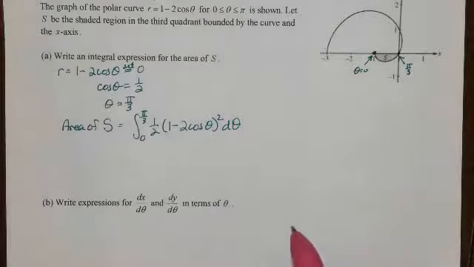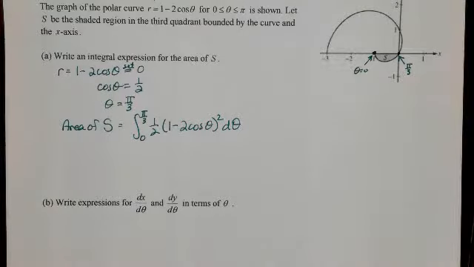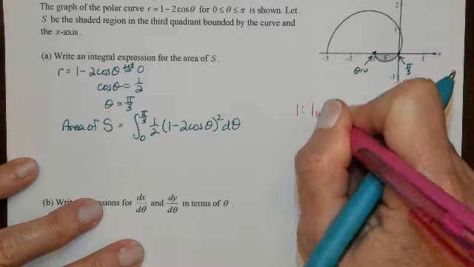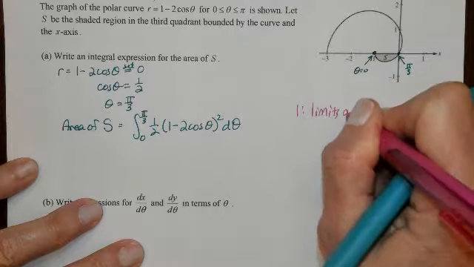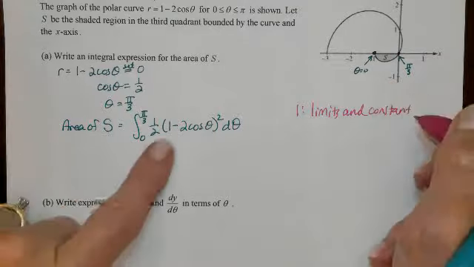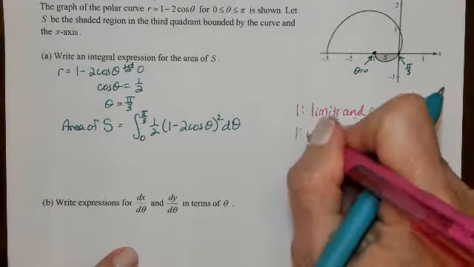Let me see how much that was worth, you guys. This was worth 2 points. 1 point for the limits and constant. Remember, the constant is the 1/2, and then 1 point for the rest of the integrand.